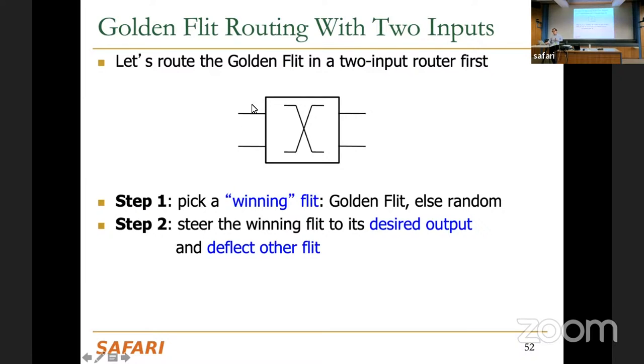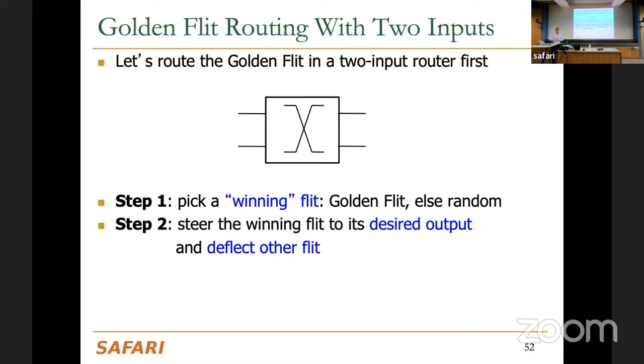Basically, if you have a golden flit, there are two steps here. You pick a winning flit. The winning flit is golden if there's a golden flit that exists. Clearly, it has to win the arbitration. Otherwise, it's random. You randomly pick one of them. And you steer the winning flit to its desired output and deflect the other flit, basically. Hopefully that makes sense.